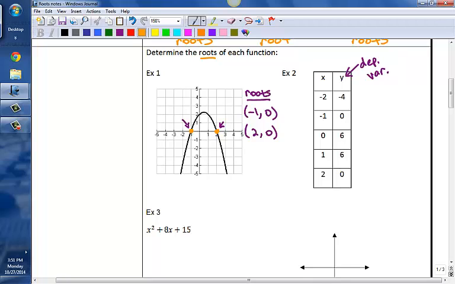Well, if I scan down this table right here, I look right here and see, oh, that's a -4. Now, that's not what I'm looking for. But look right there. Here's where the y is 0. And here's another place where the y is 0. For a quadratic, it's never going to have more than 2, so I know that I found my 2 answers. Those are the 2 roots.